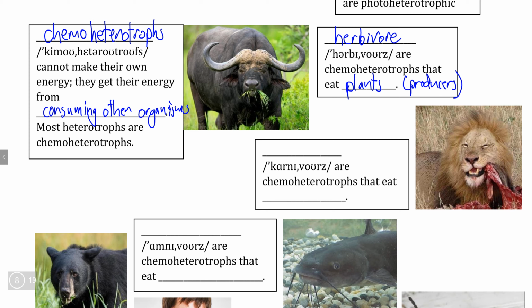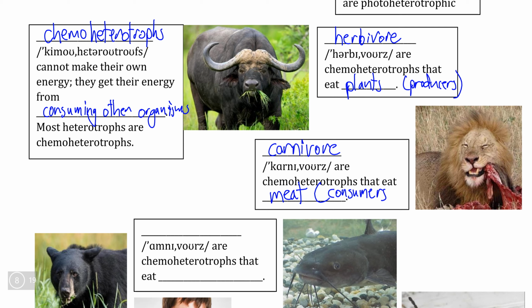Now, the opposite of this water buffalo would be an example of an animal like this lion here that we can see is eating meat. This makes the lion a carnivore, which is a chemoheterotroph that exclusively eats other organisms that contain some sort of meat. So this means that a carnivore, rather than getting their energy by eating producers, gets their energy by eating other consumers, such as whatever this animal used to be.